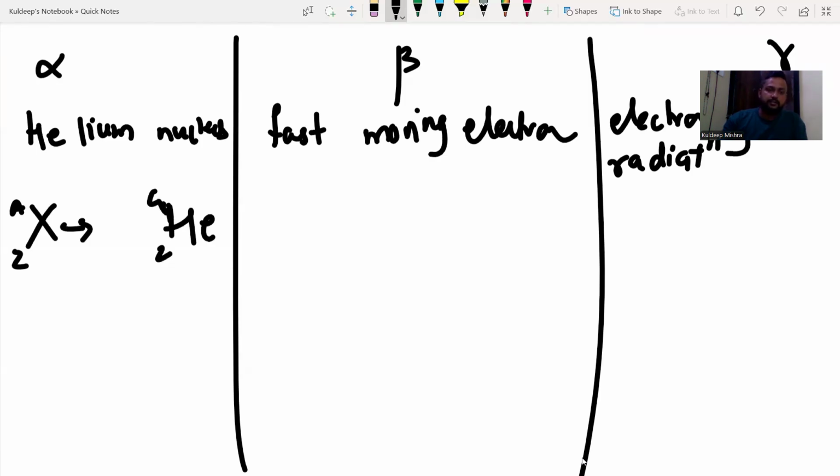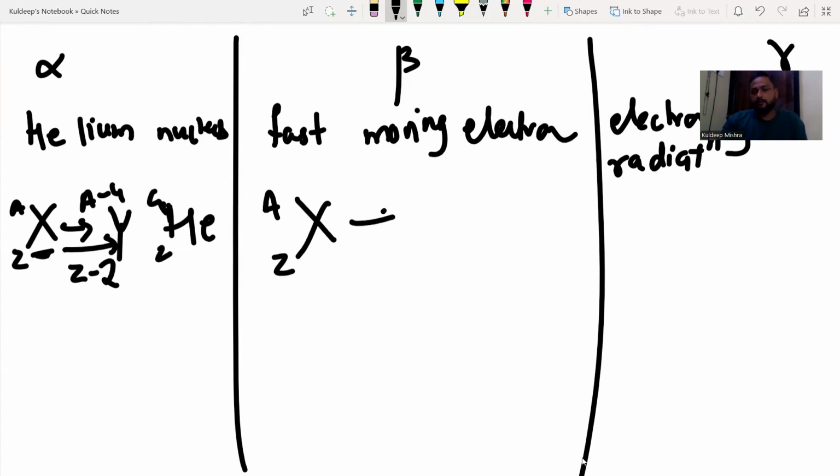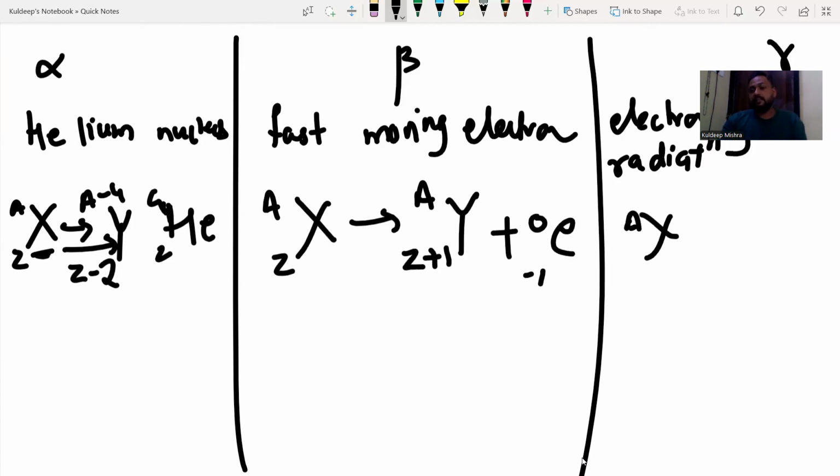atomic number decreases by 2 and mass number decreases by 4. And the nucleus changes into something else. If a nucleus gives out a beta particle, its mass number remains unchanged, but atomic number increases by 1, or the proton number increases by 1. And if it is gamma radiation, there is no change. The parent nuclei X will remain as it is. If it is polonium, it will still be polonium. Okay.